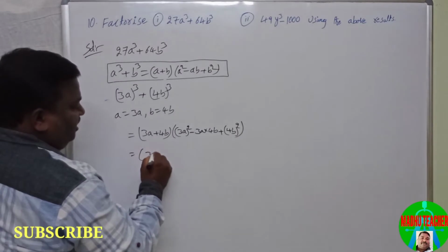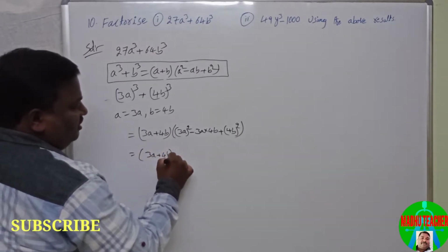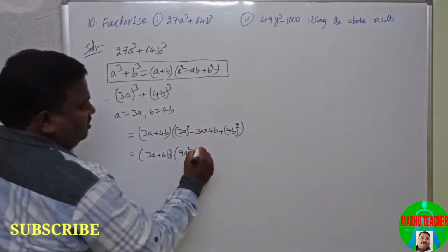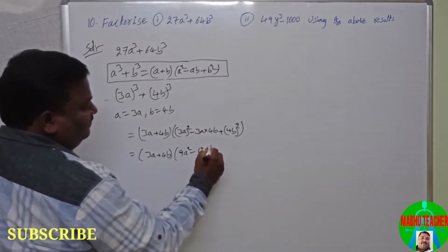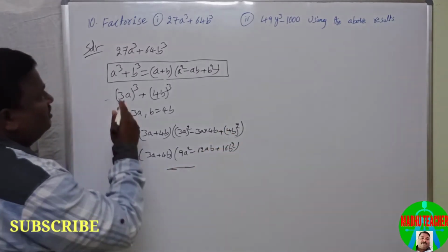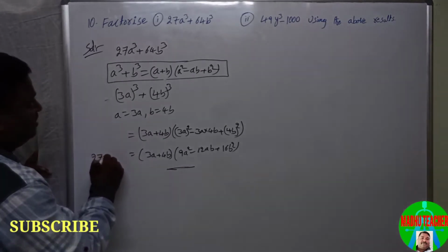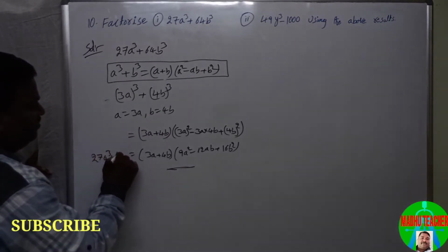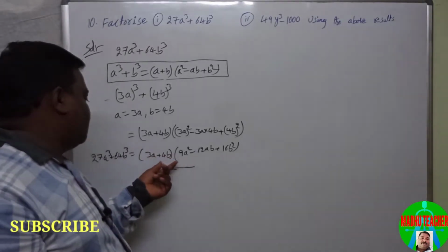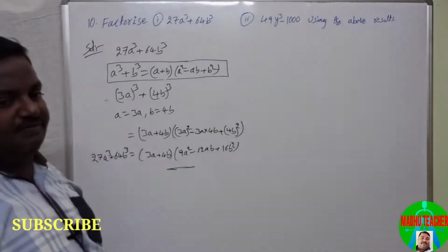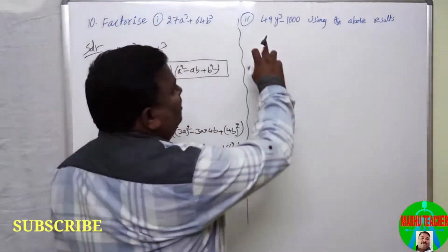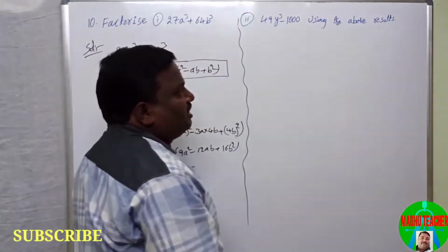That equals 3a plus 4b into 3a whole square, 9a square minus 3 4s are 12 ab plus 4 square is 16b square. So this is 27a cube plus 64b cube equals this. So this is the factorization. These two are factors of this. Okay, next second one. Second one is 49y cube minus 1000 using the above results.